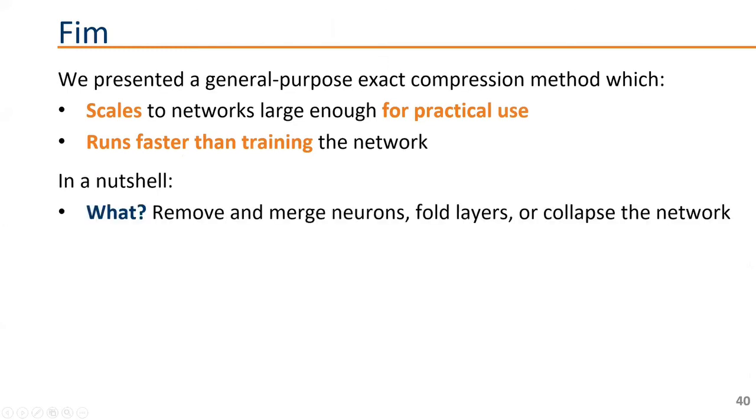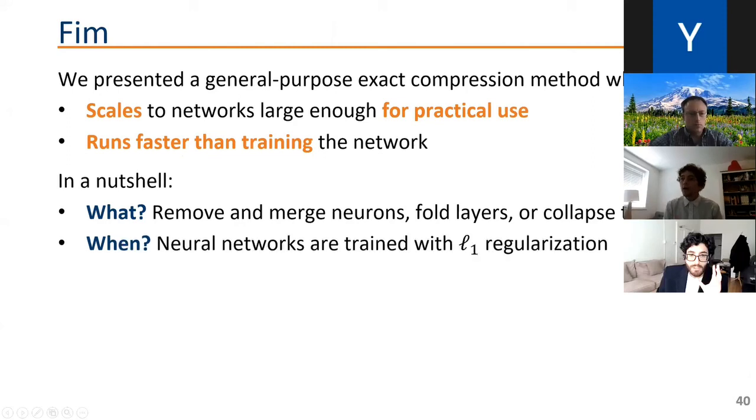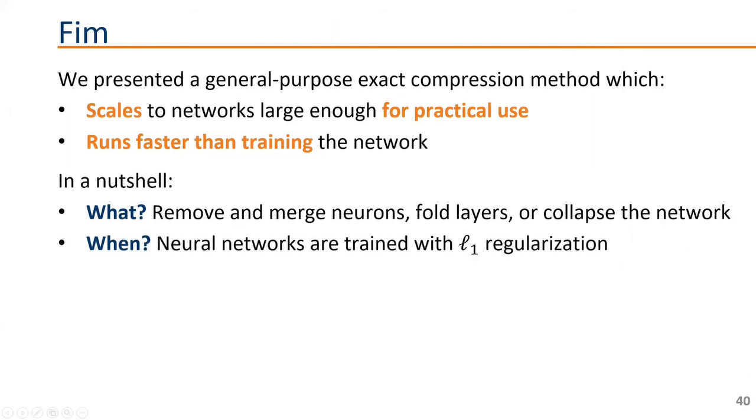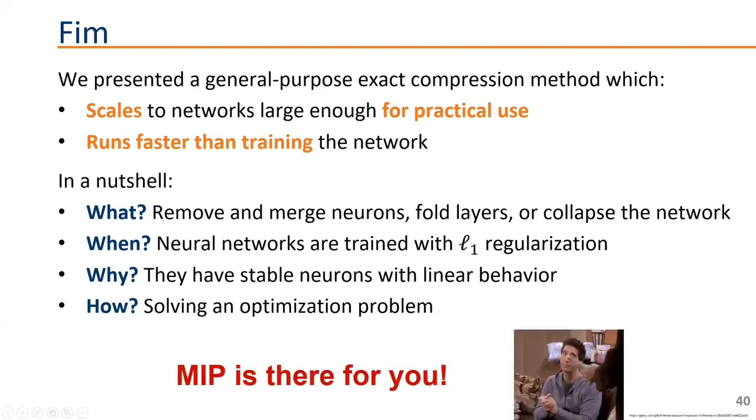In a nutshell, what we did was we were removing and merging neurons, folding layers, and even collapsing the entire network in some cases, when these neural networks were trained with L1 regularization, any amount of it. And we were doing that because the stable neurons induce a linear behavior on the neural network. And the way that we were doing that is by solving an optimization problem, because when you need it, MIP is there for you. So if you'd like to bring on some questions, I think that's the right time now.